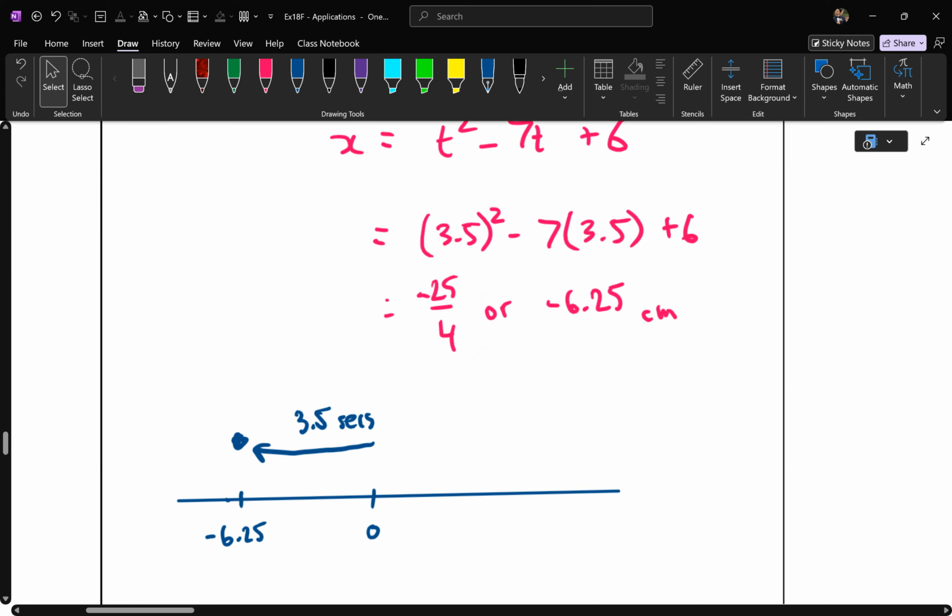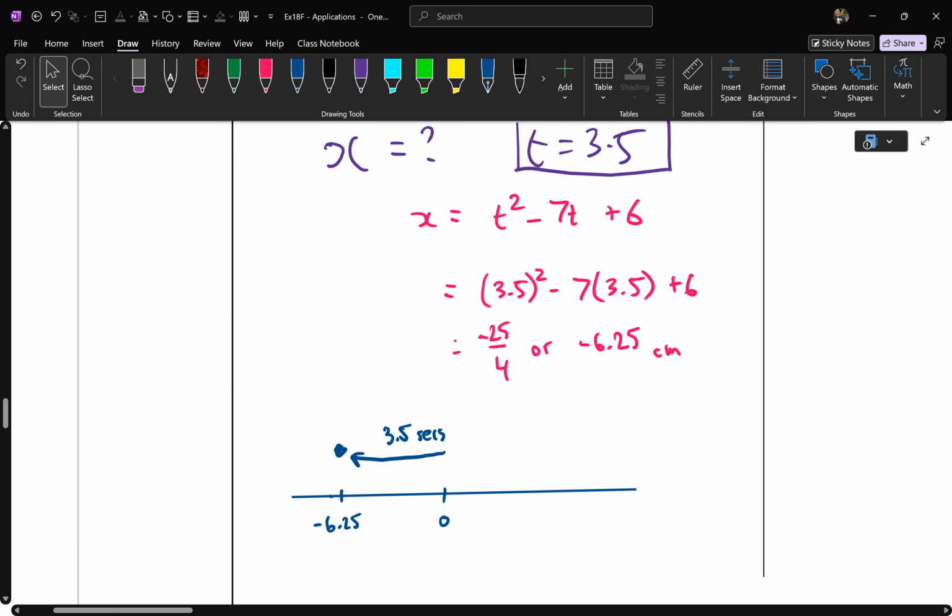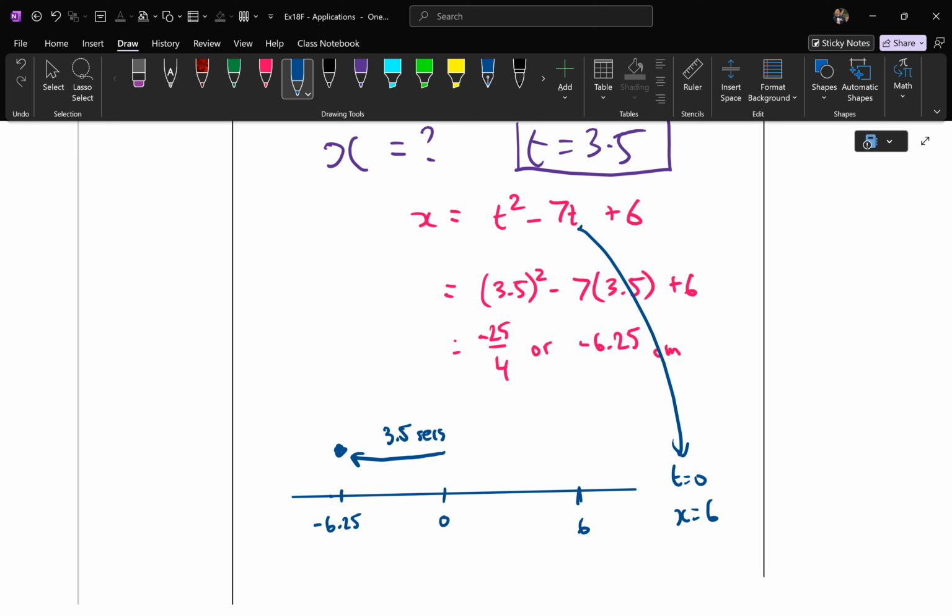Okay, well that doesn't help. Where do we start? We start at positive 6. Notice here, if I look at this graph at t equals 0, the position is at 6. So that means you would have started here. See that? I'm just looking at the equation. Initially, t equals 0, you started at 6.